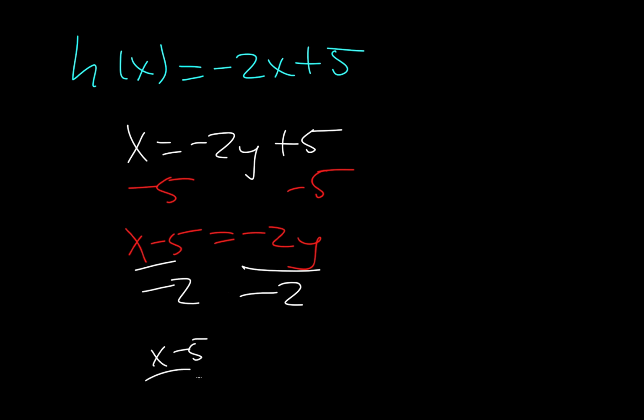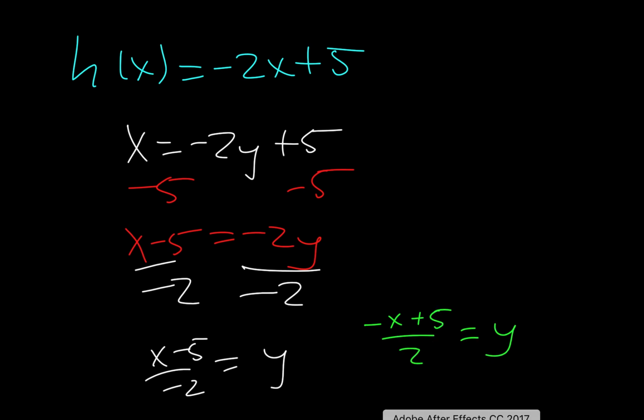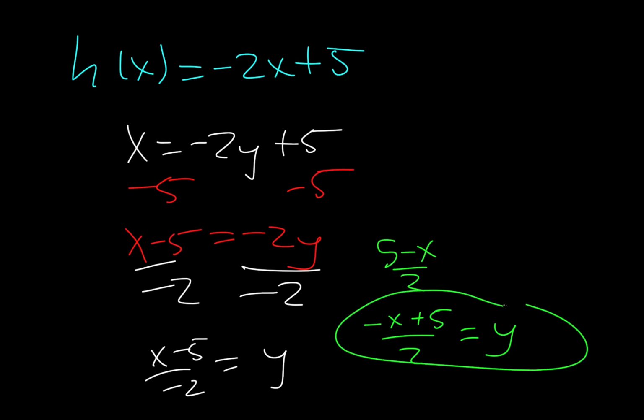x minus 5 over negative 2 equals y. Now that's acceptable, but a negative on the bottom is kind of ugly. So I'm going to distribute that up and get negative x plus 5 over 2. If you wanted to swap these, you could: 5 minus x over 2. This is fine though. And that still equals y.